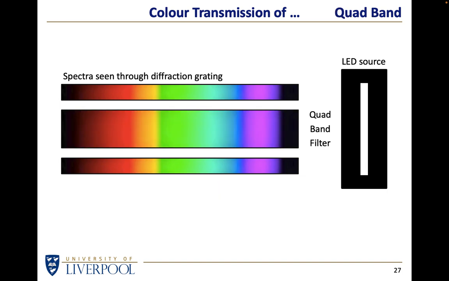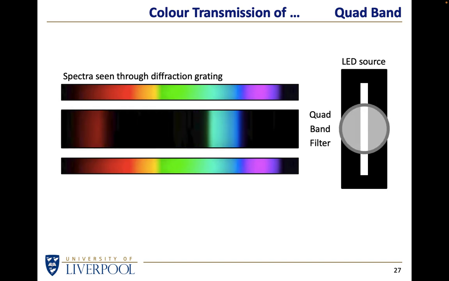What about a quad-band filter? Obviously it lets through 4 of something, but it's not necessarily obvious exactly what it does. So let's have a look at a quad-band filter. This is about the same, but notice the red is now not as narrow as it was before.